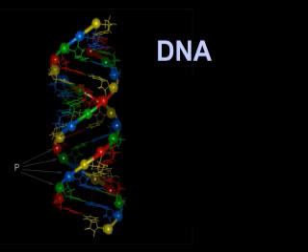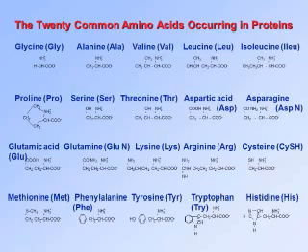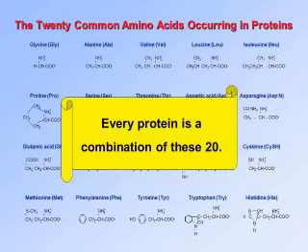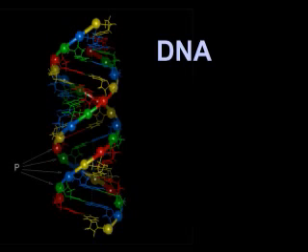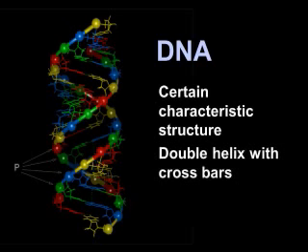All right, let's talk a little bit about the nucleic acid. We should have spent a lot of time on proteins. I want to spend my time today on DNA and RNA. Well, you get to see this again anyway. So, there's the famous structure that Watson and Crick discovered in 1950. It has a certain characteristic structure. It's a double helix with crossbars.